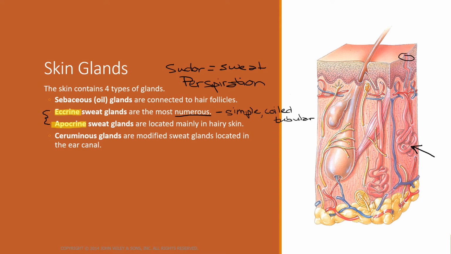Sweat glands produce a secretion that mainly consists of water, with small amounts of ions, urea, uric acid, ammonia, amino acids, glucose, and lactic acid. The main function of eccrine sweat is to help regulate body temperature, and this is done through evaporation.